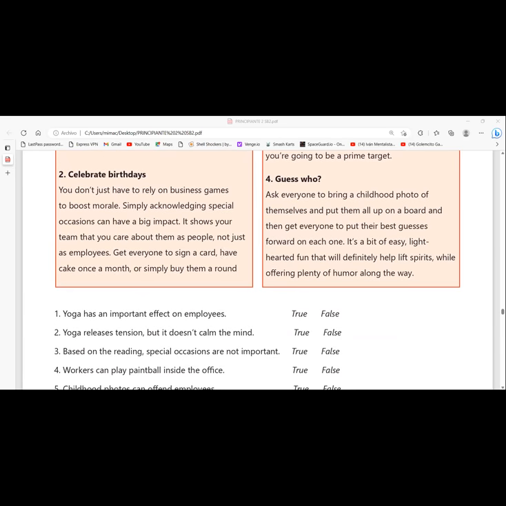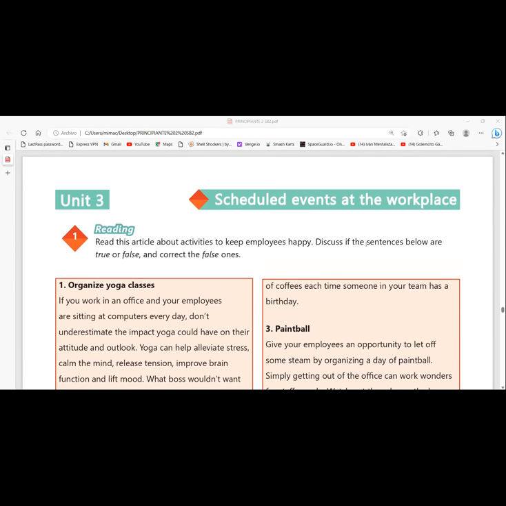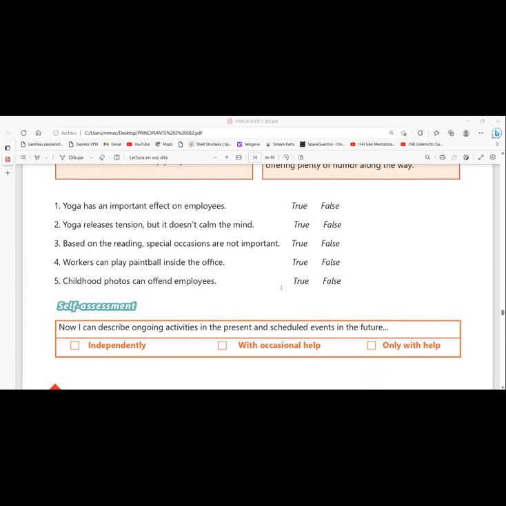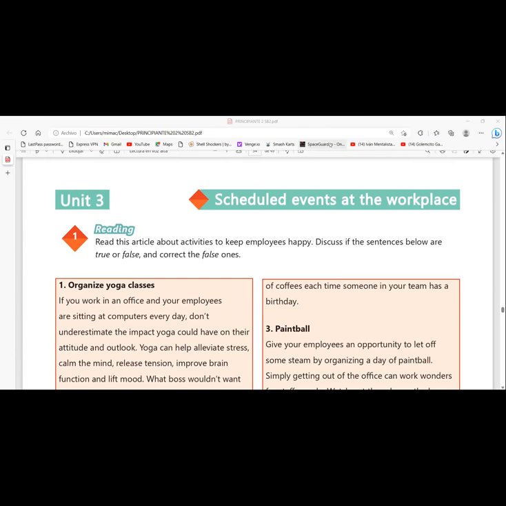And later, when you are aware of what each paragraph says, you go over the reading comprehension, and the instruction is discuss if the sentences below are true or false. And if the sentence is false, you have to correct it. You need to write the correct sentence. Remember, class, we are in this review at page 34, yeah?